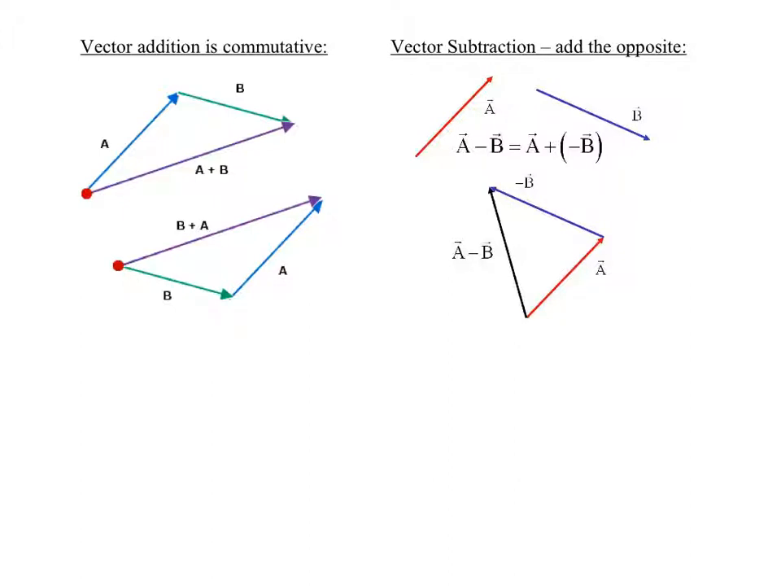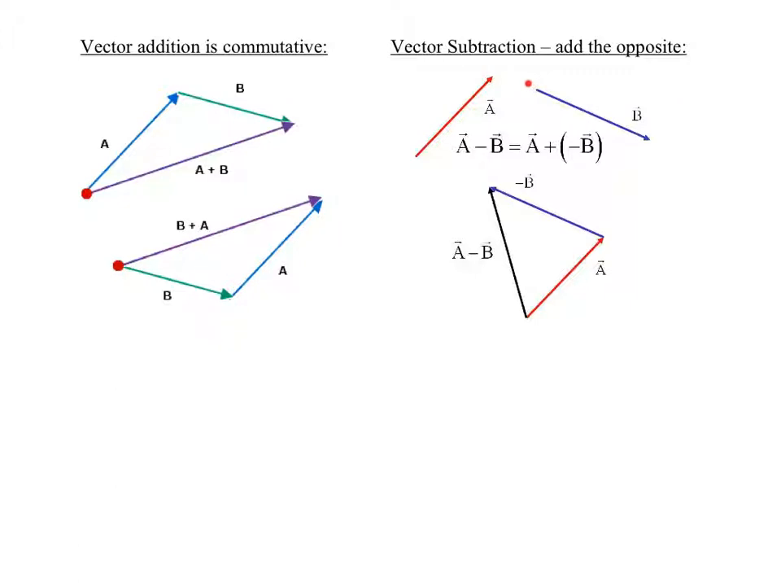How do you represent the negative of a vector? If I'm moving at 5 meters per second, and then I say I'm moving at negative 5 meters per second, what do I do? Flip it around. So what do I do with the vector? Flip it around.